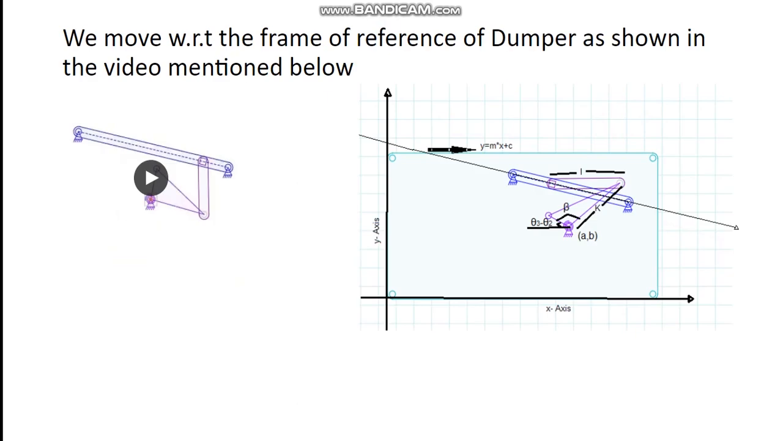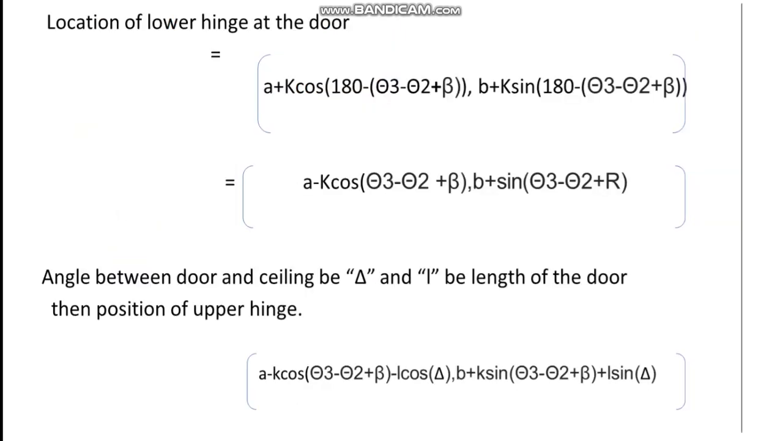For the second part of the calculation, in the above graph, we can calculate the coordinates of the lower hinge of the door, delta, and the length of the door. We will calculate the upper part of the door, which necessarily is present on y equals mx plus c, as it will be present on the slider.